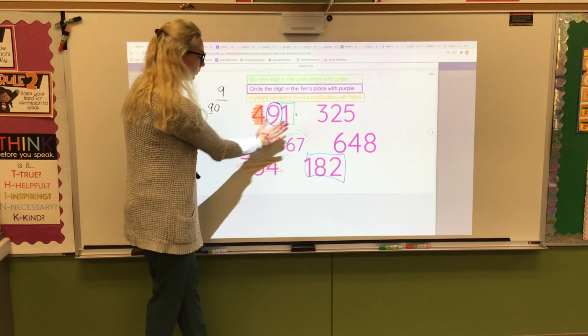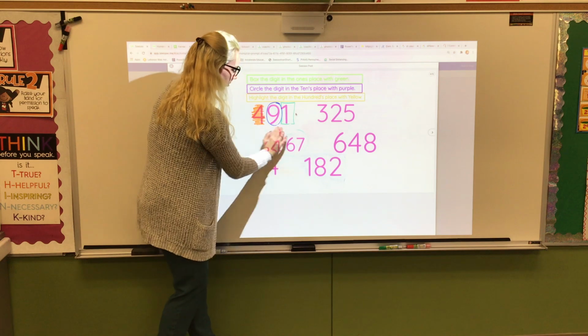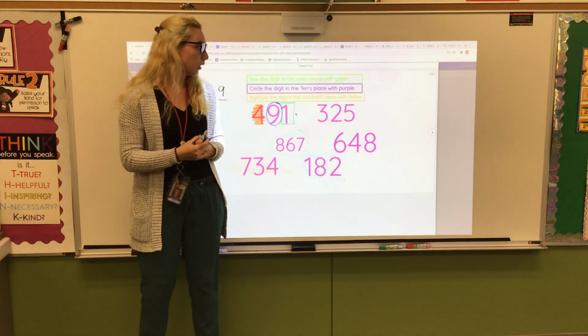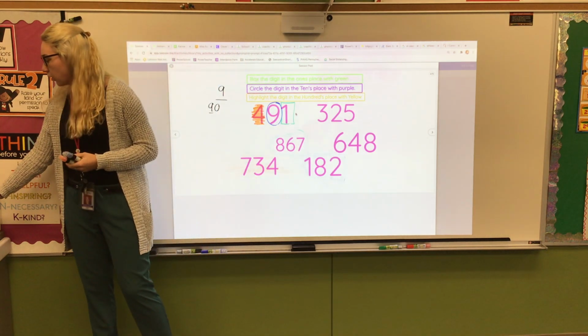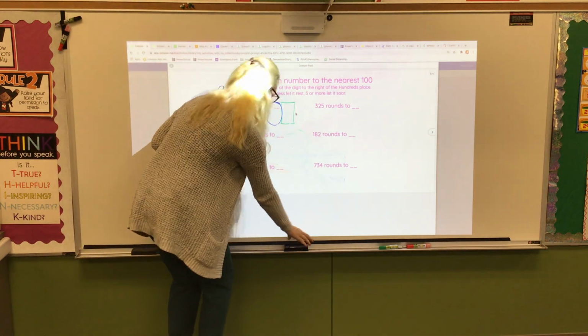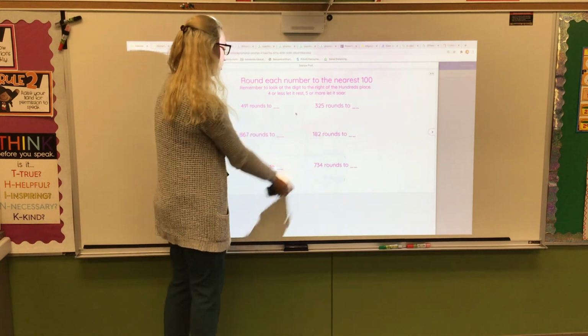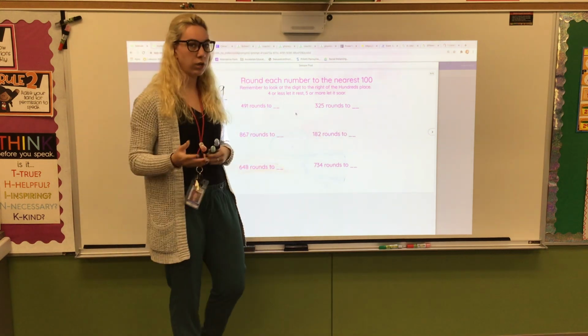Super simple. This is what you're doing, not this. This is wrong. Don't do this. Do this. All right? Let's move on to the next slide. We were going to actually round. It says round each number to the nearest 100. So now we're rounding to the nearest 100.